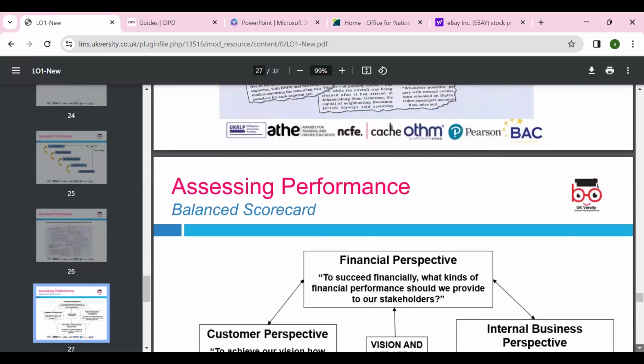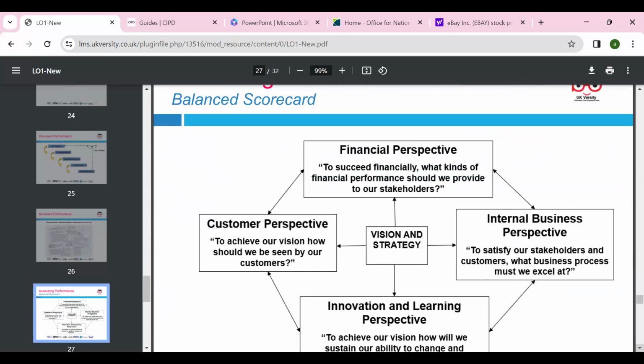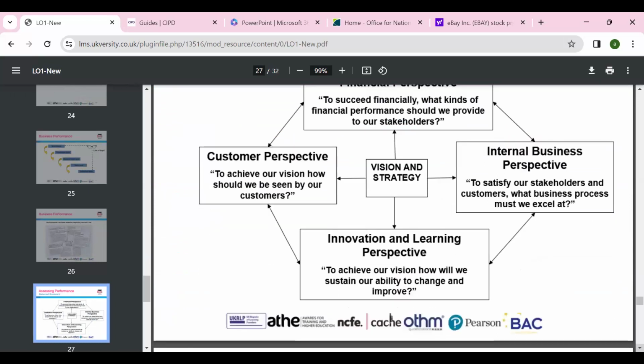So the balanced scorecard has a financial perspective: what kind of financial performance should we deliver to our stakeholders. The internal business perspective: how do we satisfy stakeholders. Innovation and learning: what are we learning, and how will we sustain our ability to improve and innovate. And the customer perspective: how should we appear to our customers?